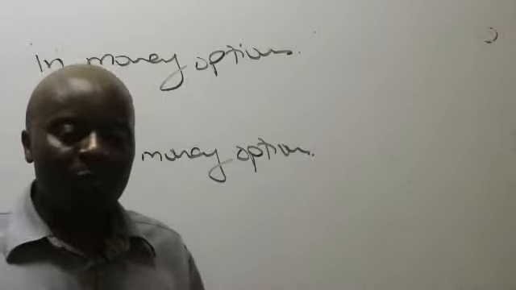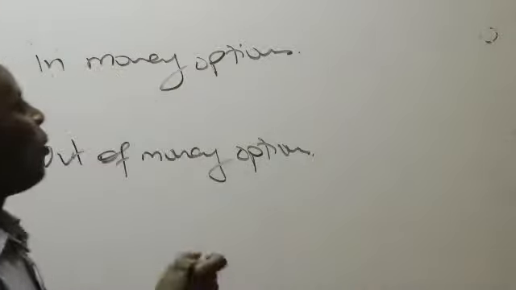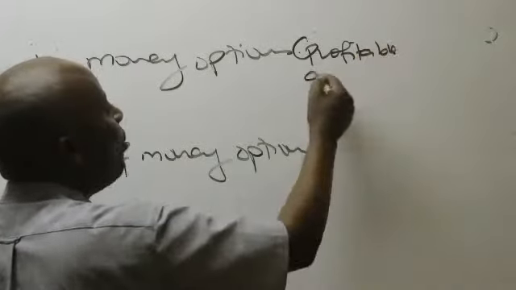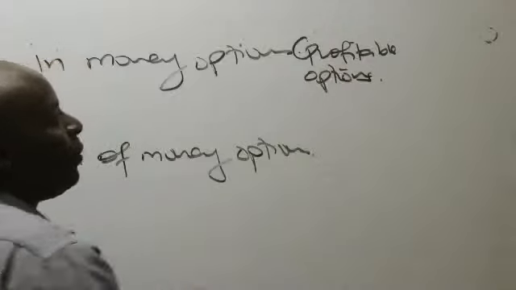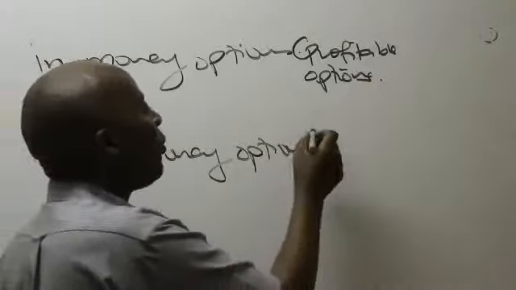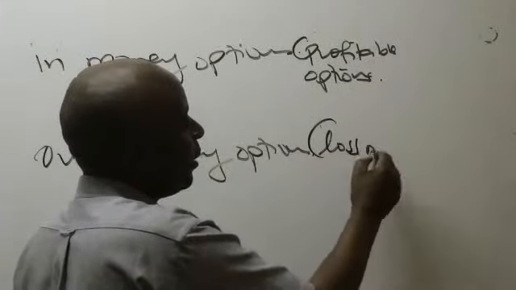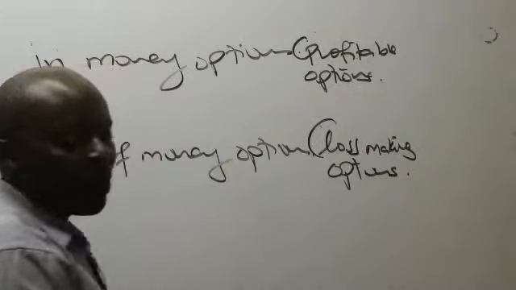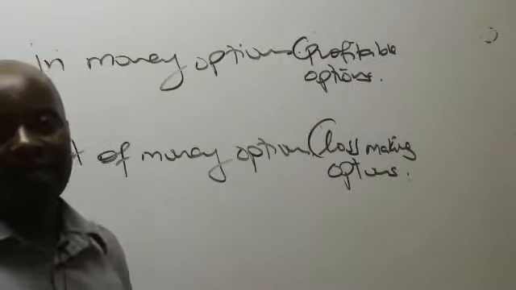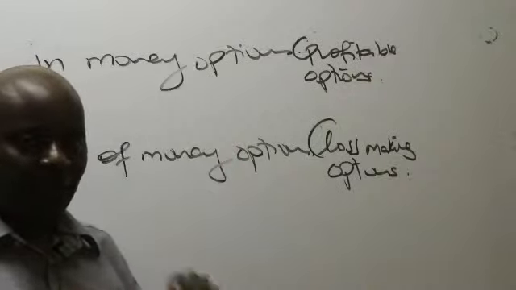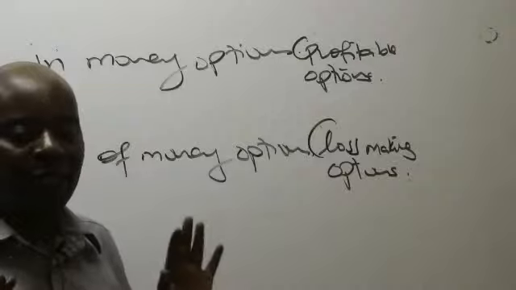Ladies and gentlemen, in money options are options that are profitable. If you exercise them today, you will make a profit. And then out of money options are, of course, loss-making. And therefore, they are never exercisable. You can't exercise them. Remember, with an option, you have an alternative. If I feel I'll make a loss, like this one here, then I'll not exercise.